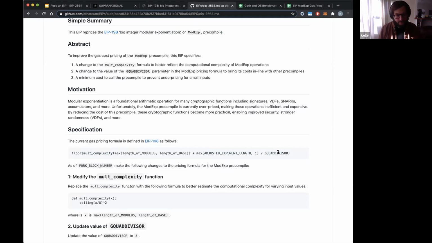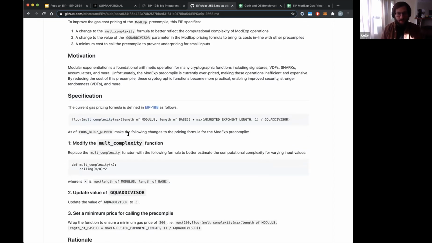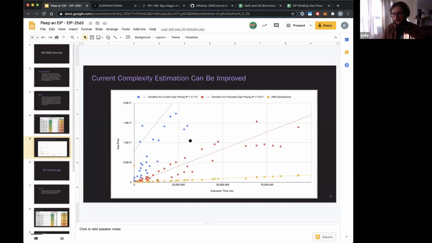So this is just a simple parameter that you can move up and down to bring this in line with the current prices. The first thing that we recommended in the EIP is to replace the original multiplication complexity formula with the simplified one. And the simplified one is what gives you this better fit here, right? So when we use the simplified formula versus the one that Vitalik had originally done, we get a better estimate of the gas costs. That's the first recommendation of the EIP.